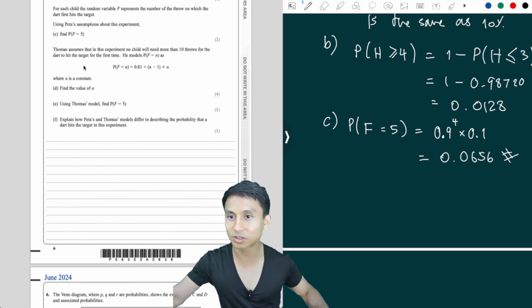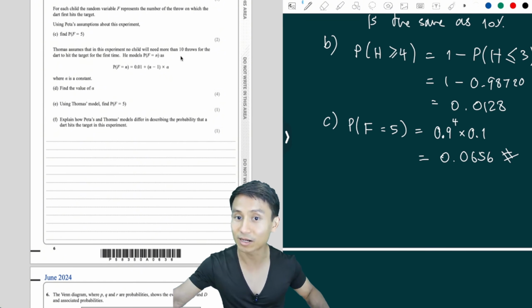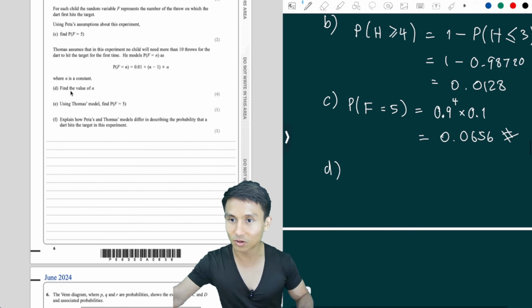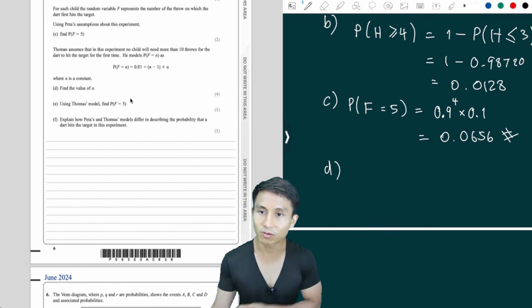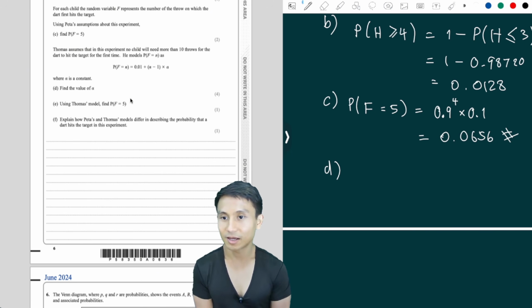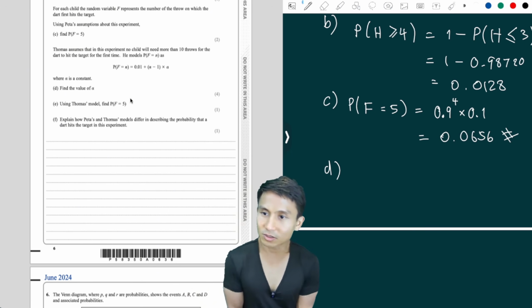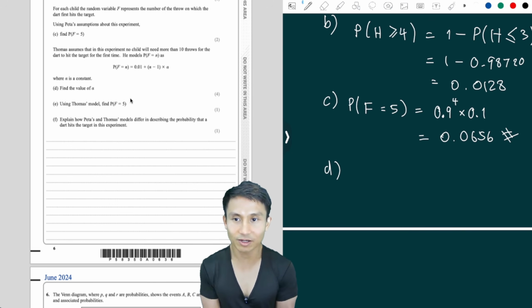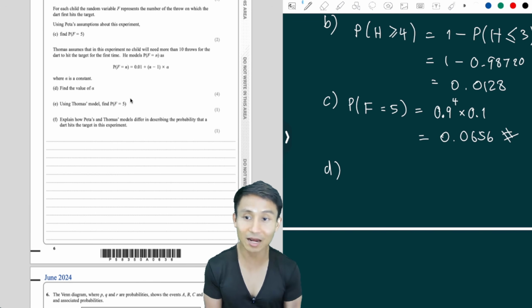And now the next one is the interesting bit. Thomas assumes that in this experiment, no child will need more than 10 throws for the dart to hit the target for the first time. He models P(F = n) as this, and alpha is a constant to be found in part D. This is 4 marks. So if we want to find the value of alpha, we've got to use the golden rule of probabilities, which is that in one event, all the cases add up to 1.